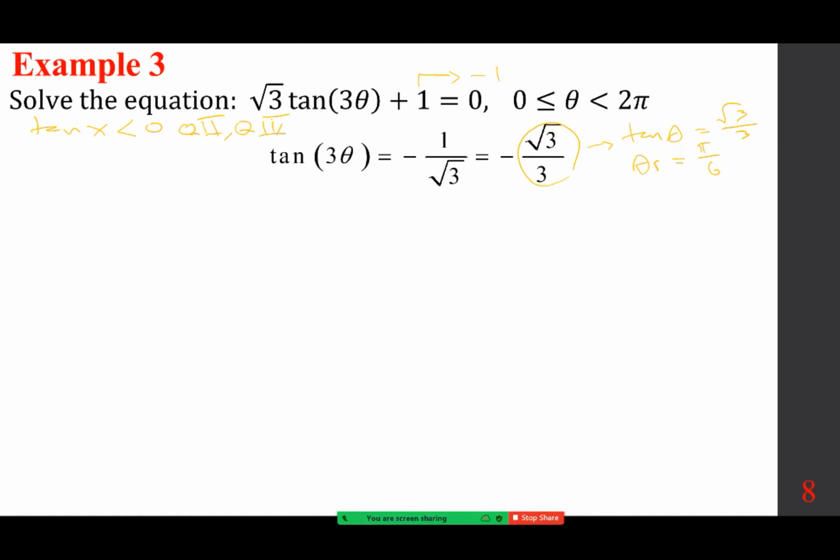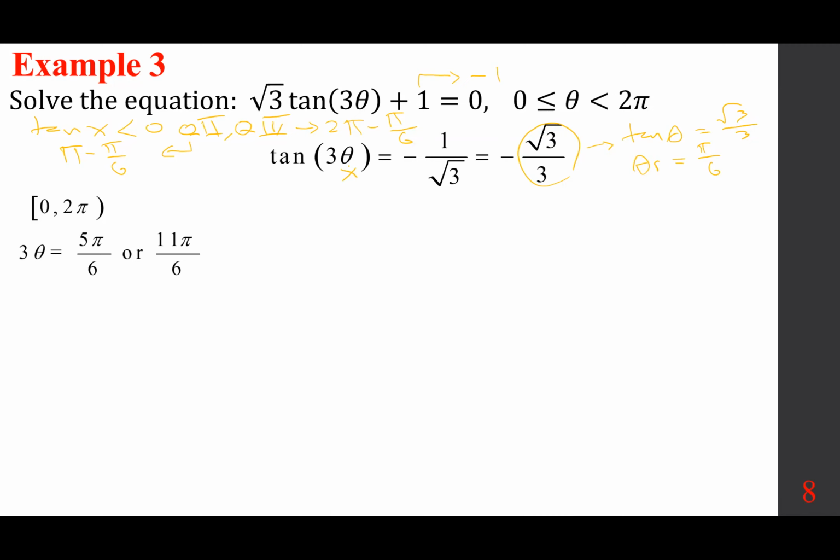Therefore, in quadrant 2, you would write pi minus pi over 6. In quadrant 4, you would write 2 pi minus pi over 6 to get those. This is in general. So from 0 to 2 pi, the angle, whatever that is, this happened to be 3 theta. So imagine it's x. So x is 5 pi over 6, 11 pi over 6. And if we wanted from 0 to 2 pi and it was x and x only, we would be done.